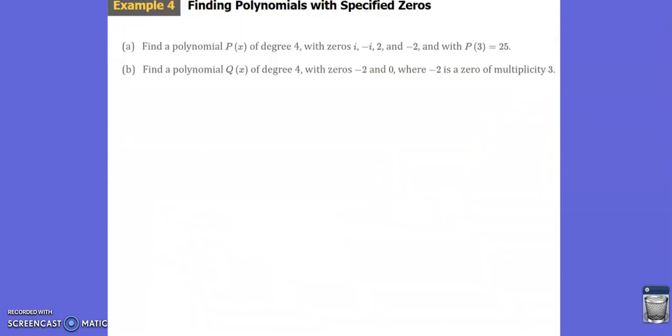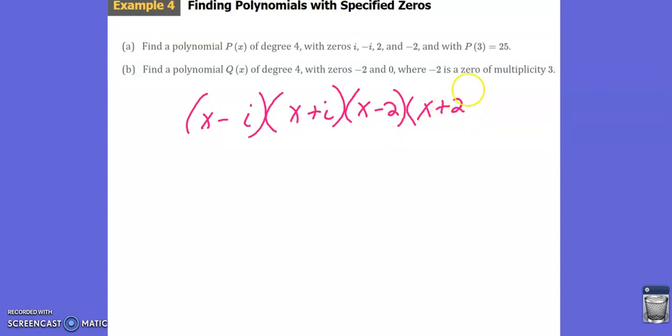What if we wanted to find the polynomials with specific zeros? Like letter A, and we probably don't need to do both of these, but it's the same idea. Letter A says find a polynomial p of x of degree 4 with zeros i, negative i, 2, and negative 2. If I know these are zeros, again, i is a zero, that means x minus i is a factor. Negative i is a zero, so x plus i is a factor. 2 is a zero, so x minus 2. And negative 2 is a zero, so the factor is x plus 2.